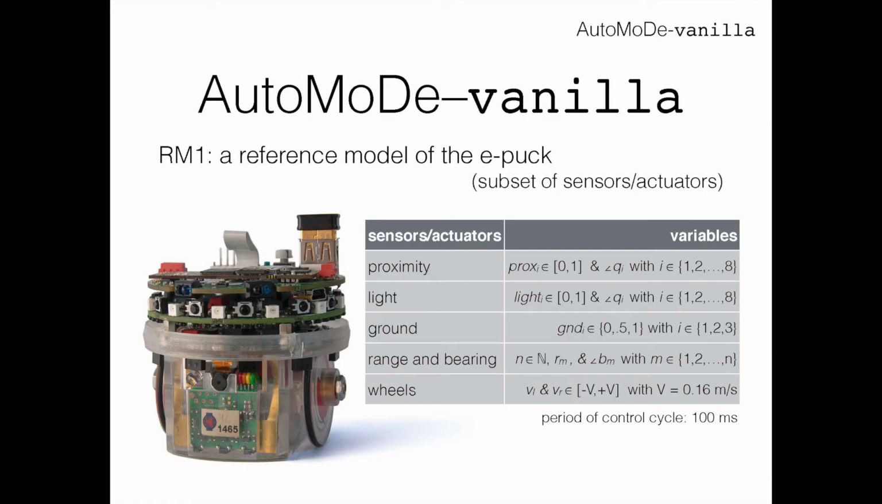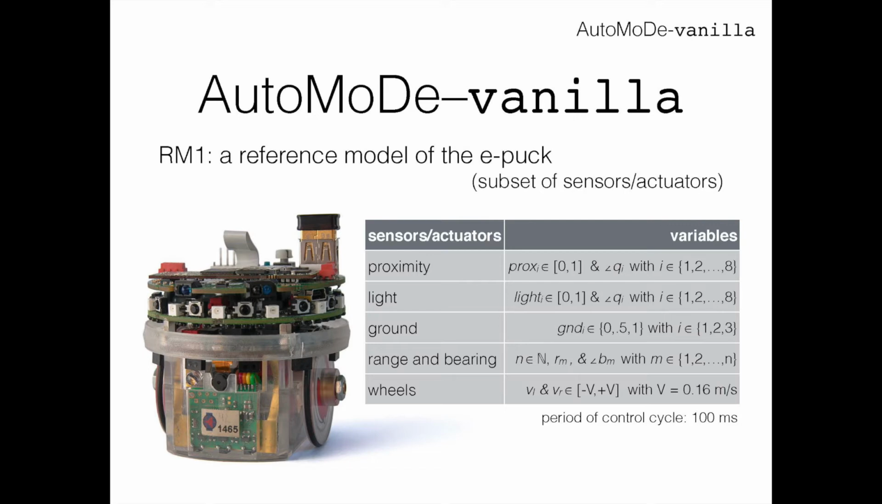AutoMoDe is a general approach to design control software for robot swarms. Within this approach, we implemented a number of specific methods. The first one that we defined was called Vanilla. Vanilla because the idea was to implement a simple, straightforward, and unsophisticated method that illustrates the ideas of AutoMoDe. So the idea was not to produce the very best design method ever, but just something in which the ideas were clearly illustrated. So, in the following few slides, I will describe Vanilla.